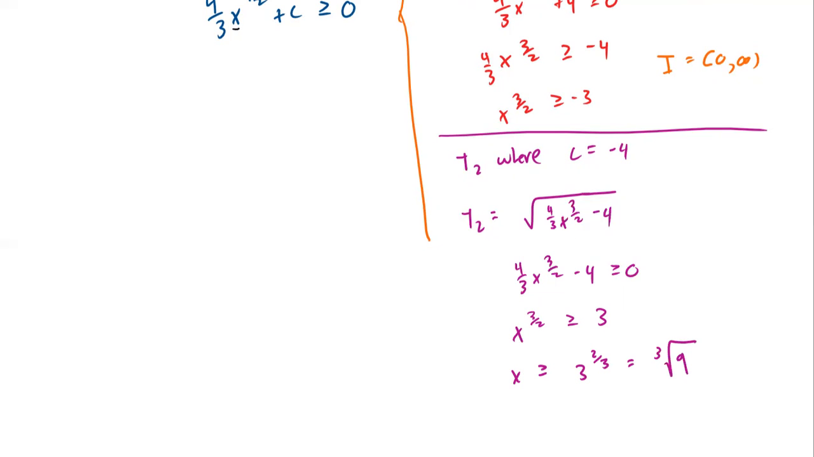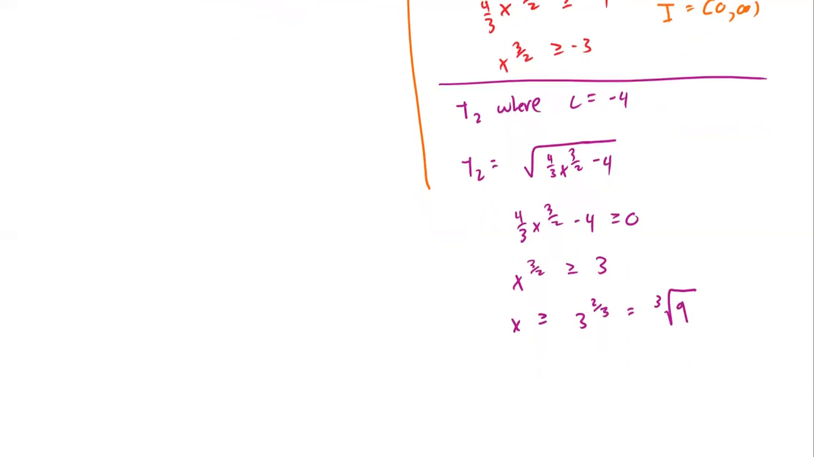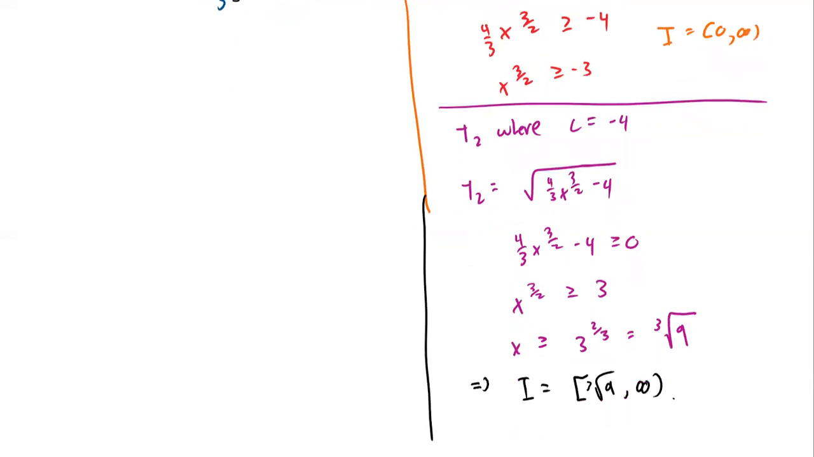Now, notice that the cube root of 9 is bigger than 0. So the fact that the domain of this function is x greater than or equal to the cube root of 9 restricts your interval of definition. So for this function, I is in fact a smaller interval than the previous one. Right? We can't include anything less than the cube root of 9. Right? So that's just an example of things that could affect your interval of definition.